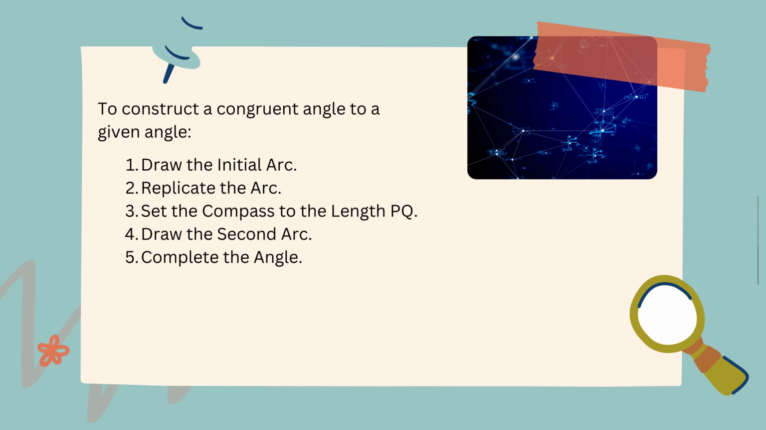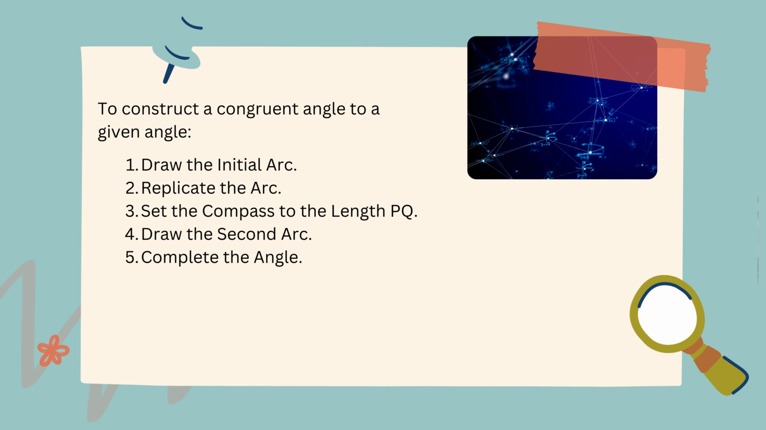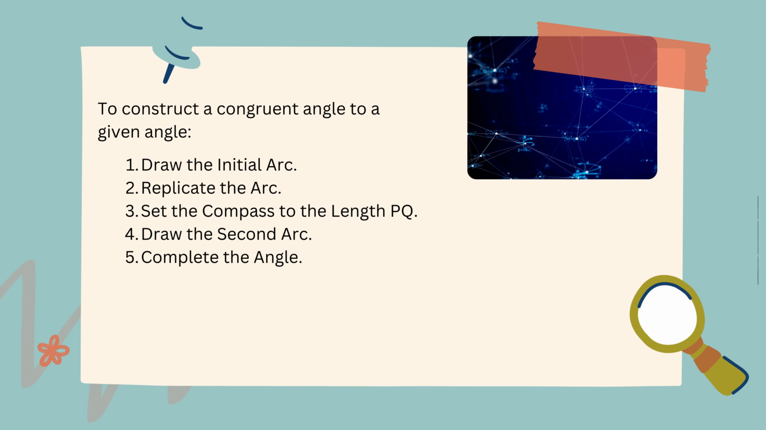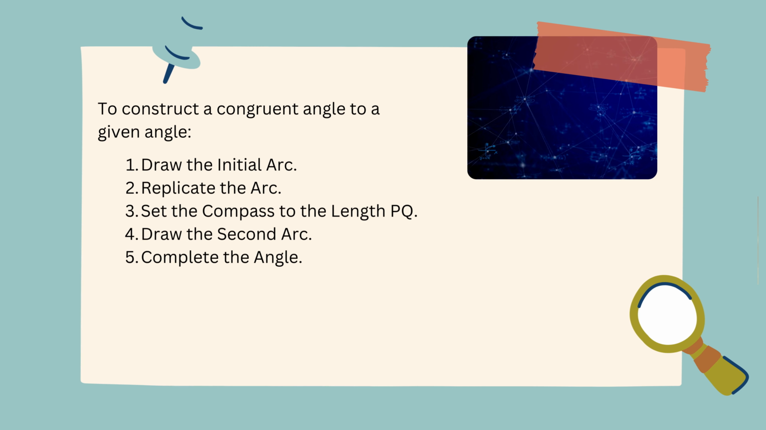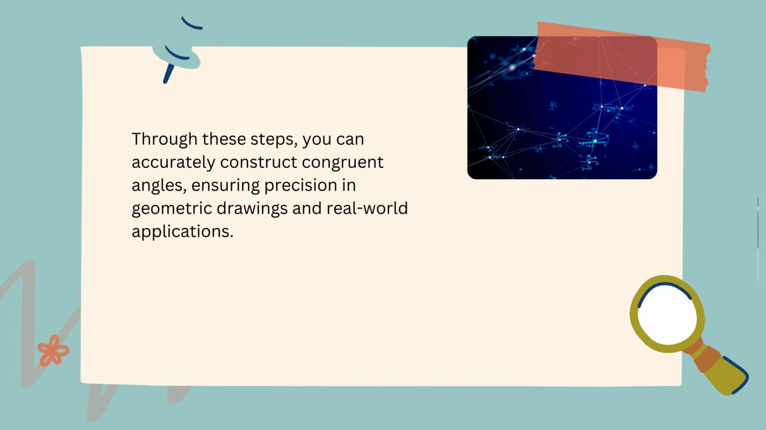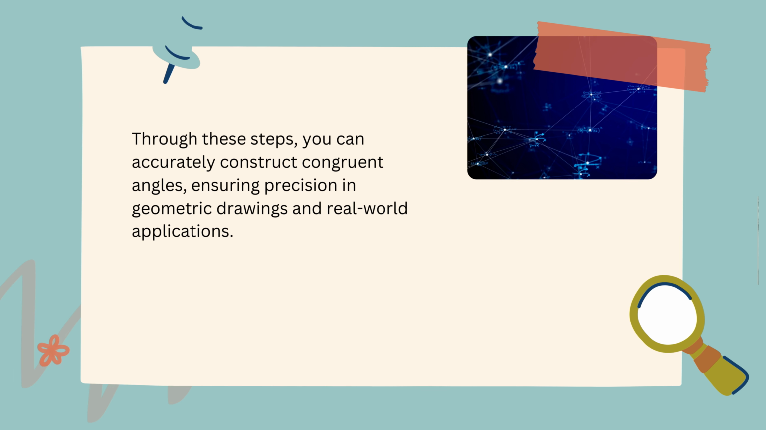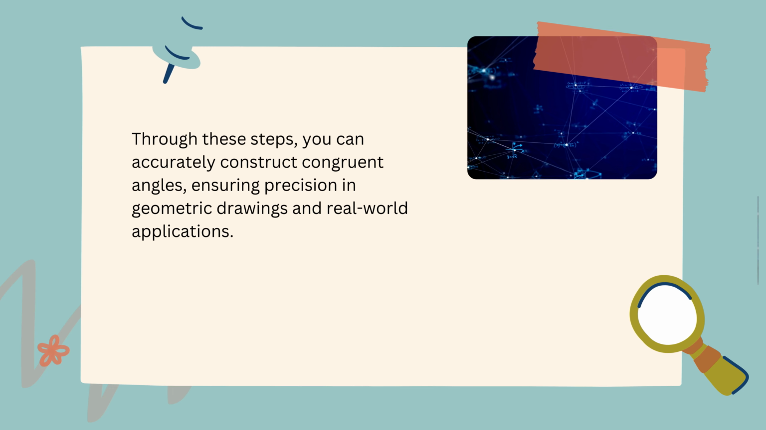To construct a congruent angle to a given angle, draw the initial arc. Replicate the arc. Set the compass to the length PQ. Draw the second arc. Complete the angle. Through these steps, you can accurately construct congruent angles, ensuring precision in geometric drawings and real-world applications.